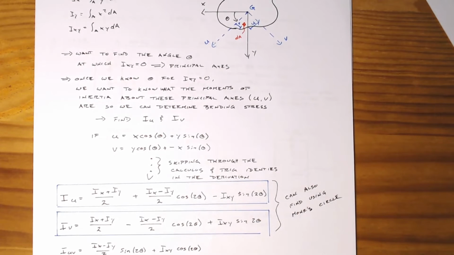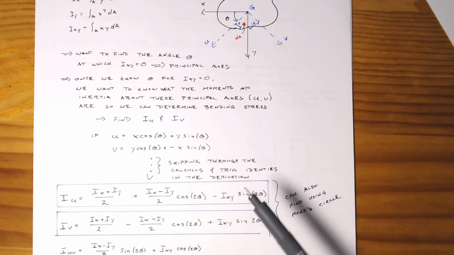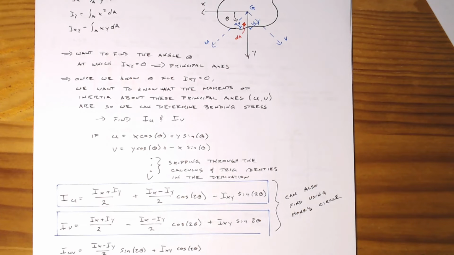But we won't go through that today. If you're familiar with Mohr's circle, you'll see that these are very similar in form to stress transformations, and that's really how we get there. So, all right, we now have a moment of inertia about both principal axes. They're kind of big, ugly equations, but we know all these bits and pieces.